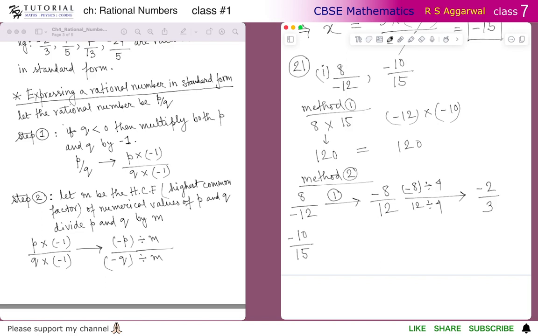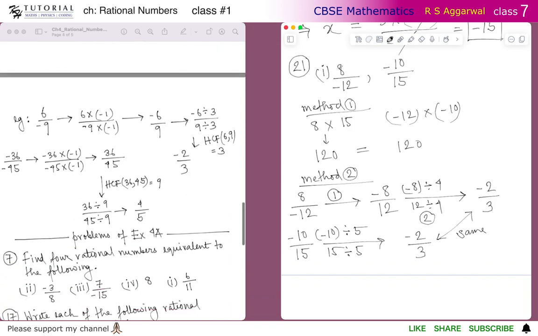And the minus 10 by 15, to convert this rational number to its standard form, step 1 is not required. So we will do step 2. In step 2, we divide both the numerator and the denominator by the HCF of 10 and 15, which is 5. So we get minus 2 by 3. So they are same. The standard forms are same. This implies that the two rational numbers are equal.